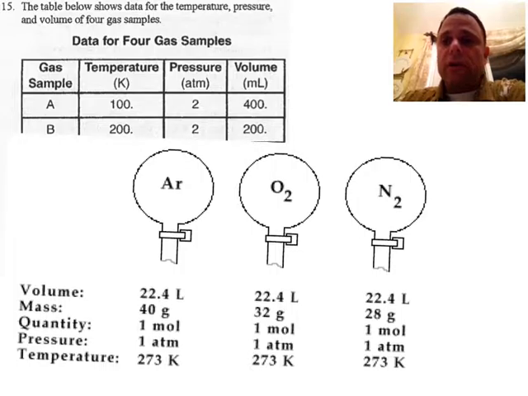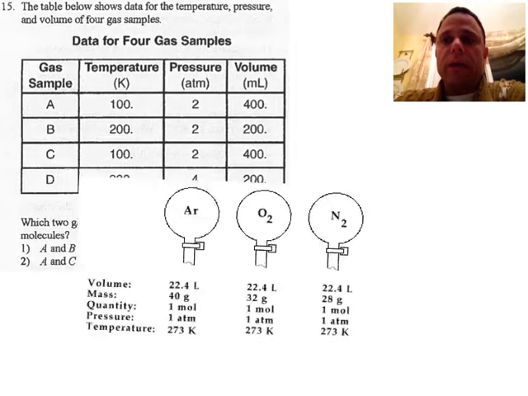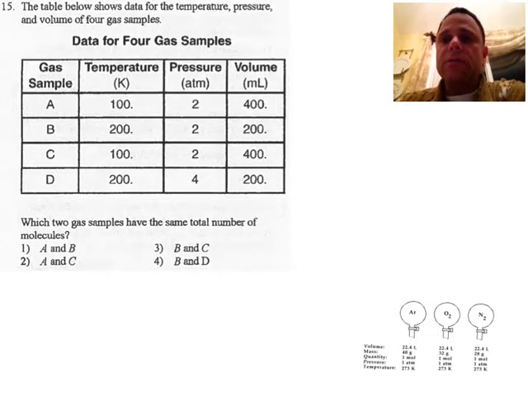For argon, oxygen, and nitrogen, different substances that even have different masses. Same volume, same pressure, same temperature, same quantity of substance, same number of moles. So, let's look for one that satisfies these conditions.